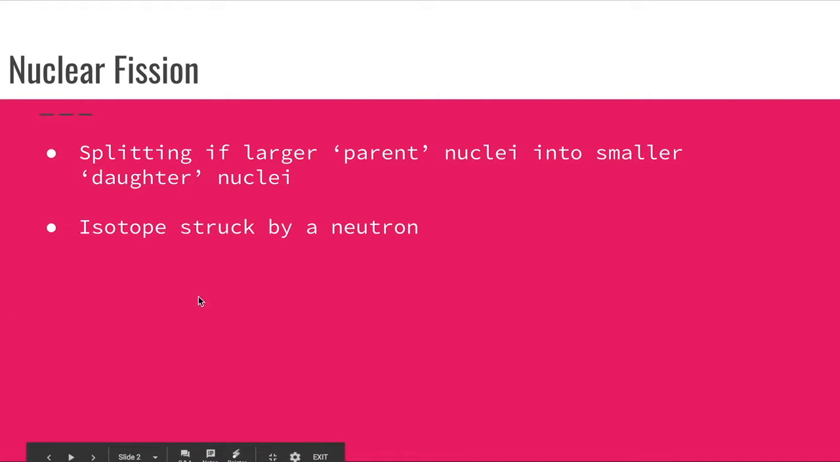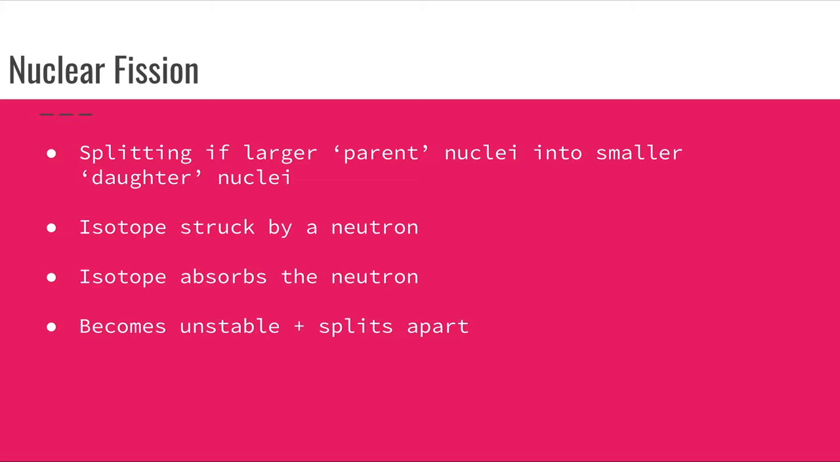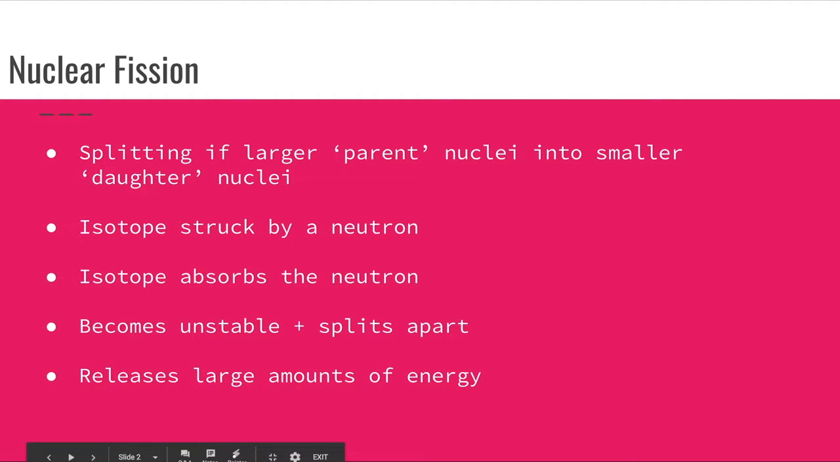It involves an isotope which is struck by a neutron, and this isotope absorbs the neutron and therefore becomes unstable and splits apart, releasing large amounts of energy which was stored in the nucleus. So nuclear fission is a way to release this energy.